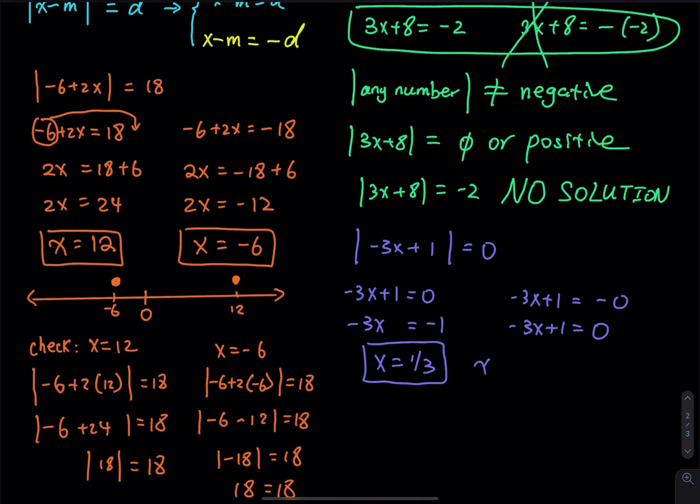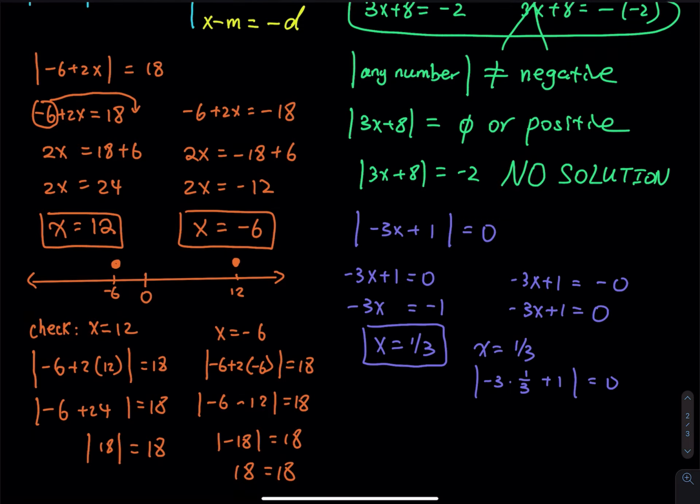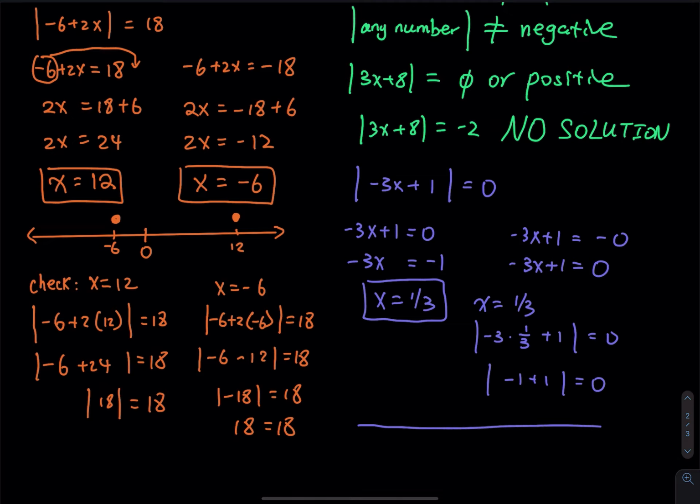When x equals 1/3, we have negative 3 times 1/3 plus 1 equals 0. So we end up with the absolute value of negative 1 plus 1 equals 0. That is absolutely correct. If you have to graph this, then you can draw a line like that, and then just 0, 1/3, and there is only one dot.